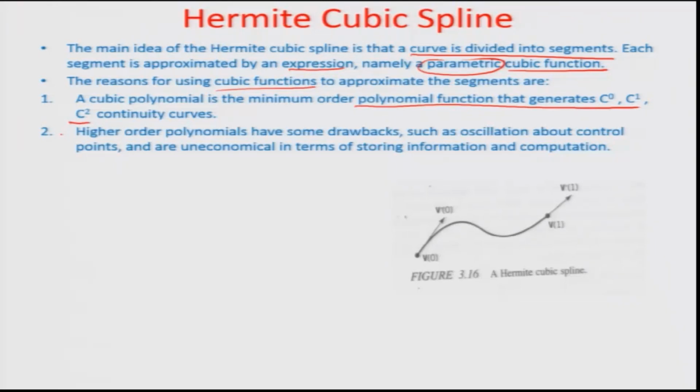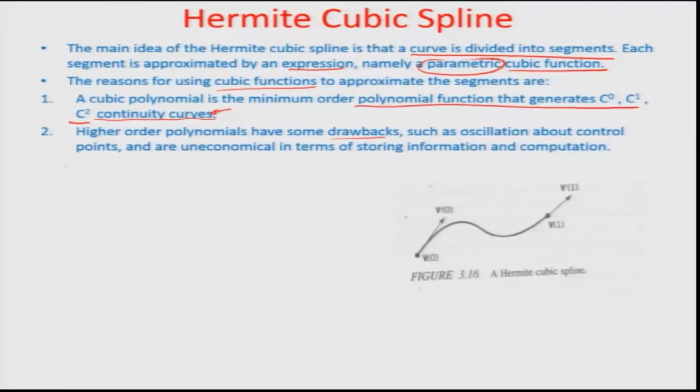So, you can connect them for the C1 continuity or the C0 continuity and even the curvature continuity. There is enough flexibility in a cubic polynomial to append to all these different connects. There can be still higher order functions, more than order 3, which can serve the purpose, but they have some drawbacks. Particularly, they have oscillations about control points, and sometimes the computations may be uneconomical in terms of storing information and computation, and therefore, it is preferred to operate at a cubic function level. So, let us look into exactly what function we are talking about.